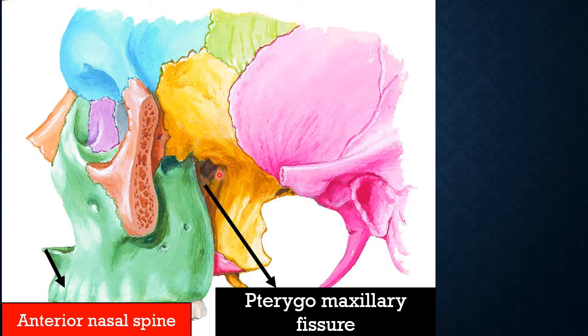Behind the maxilla we can identify a small fissure. If they want to ask you this particular question, they have to remove the zygomatic arch, or tilt the skull, and expose this pterygomaxillary fissure clearly. The pterygomaxillary fissure is present exactly between the maxillary tuberosity and the pterygoid plate. That comma-shaped fissure is called the pterygomaxillary fissure. They may also ask the structures present in this fissure.